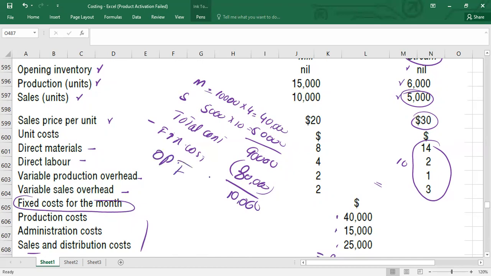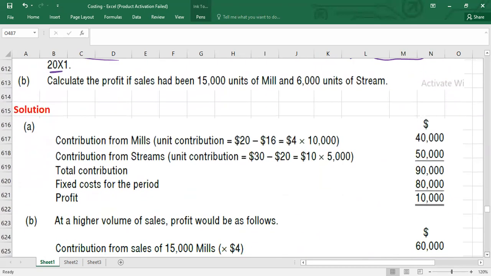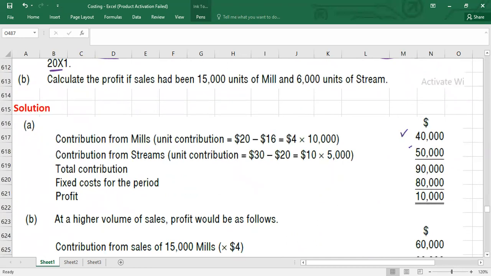Okay, that's the shortcut. So here is the solution, if you want to see it with more clarity. Here we have contribution for M, contribution for S, total contribution. We have minus fixed cost, and we got a profit. Okay.